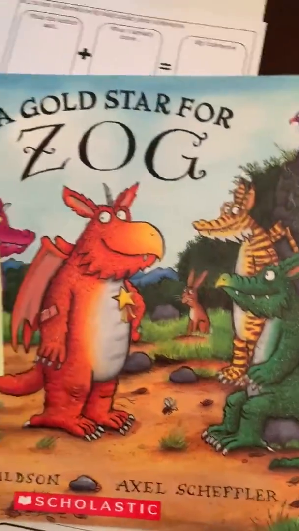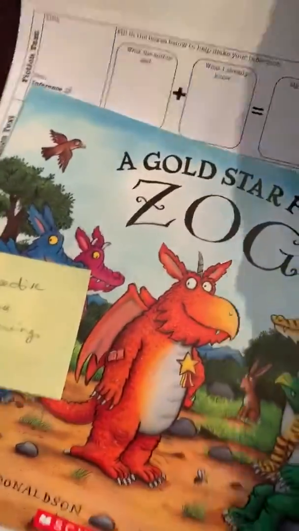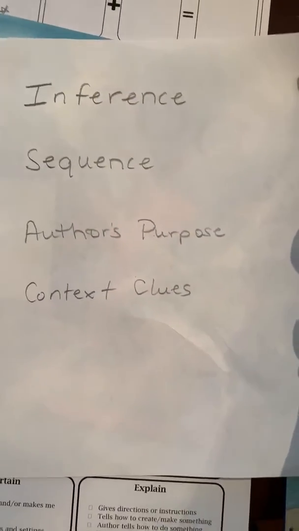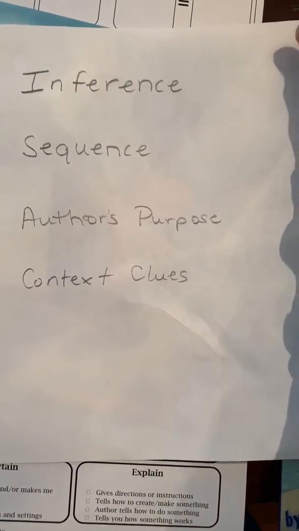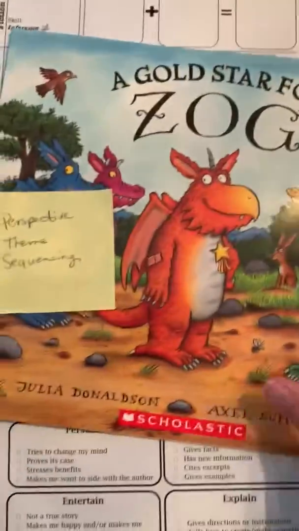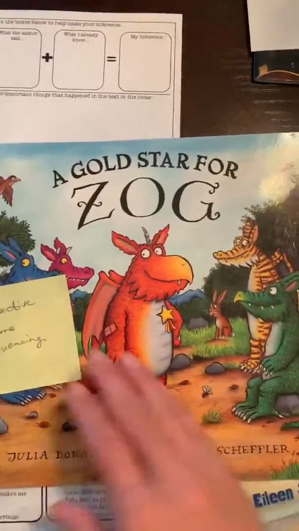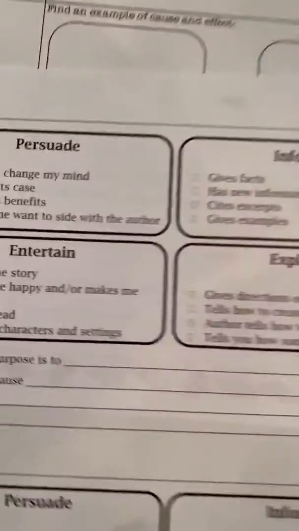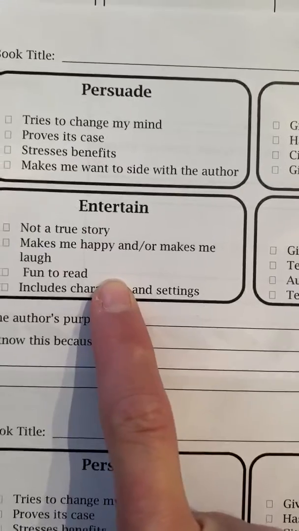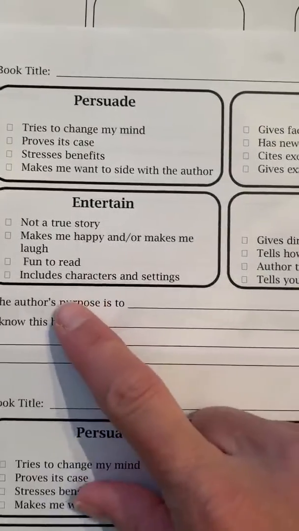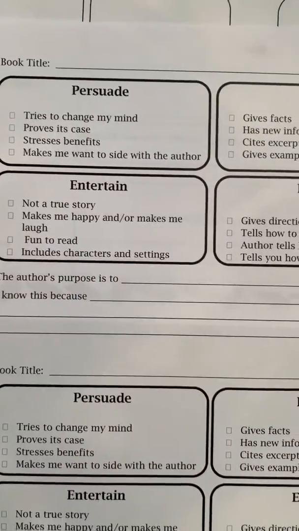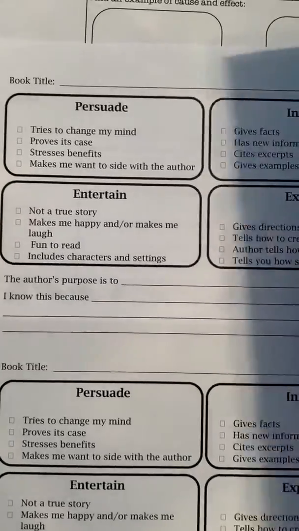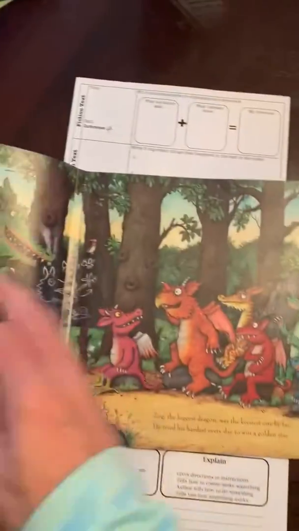Okay, so today I would like to read A Gold Star for Zog, and I would like you thinking about these 4 skills while we're reading. I will try to remember to stop and ask you, first of all, author's purpose. We talked about just a little bit that it would really be to entertain. It's not a true story. It's going to make us happy or make us laugh. It's going to be fun to read, and I want you listening for the characters and the setting. A Gold Star for Zog.